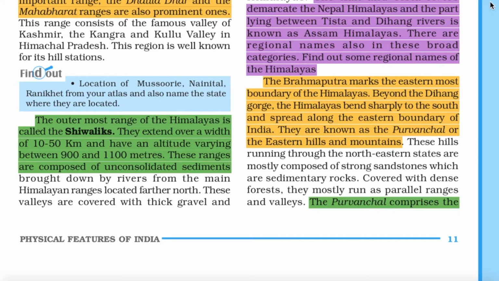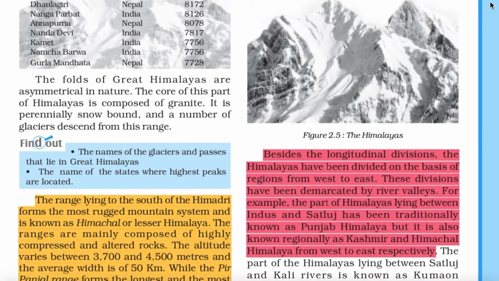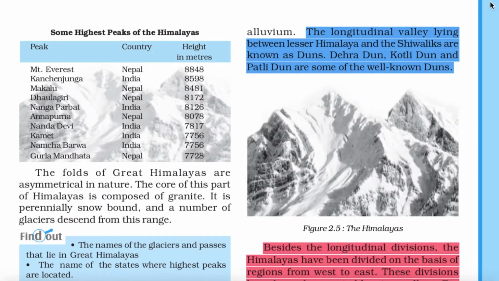These valleys are covered with thick gravel and alluvium. The longitudinal valleys lying between Lesser Himalaya and the Shivaliks are known as dunes. Dehradun, Kotli Dun and Patli Dun are some of the well-known dunes.